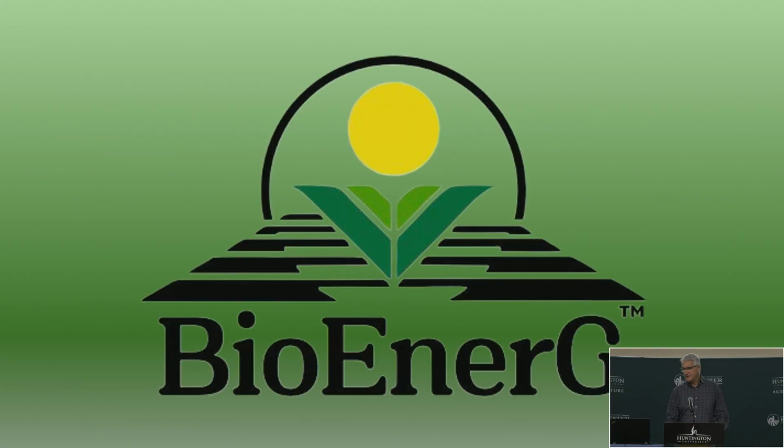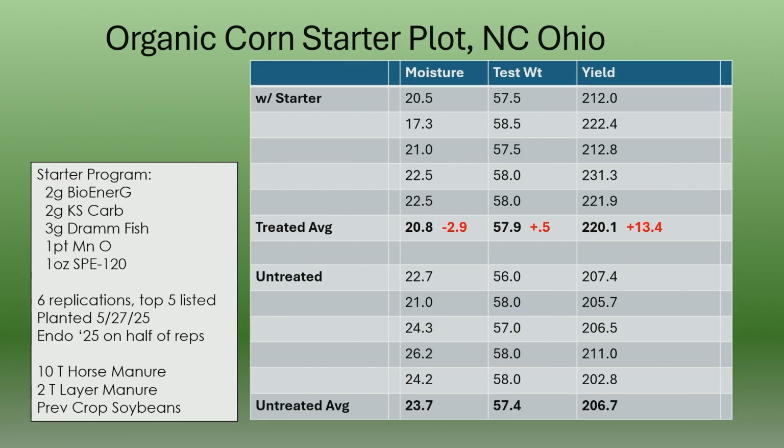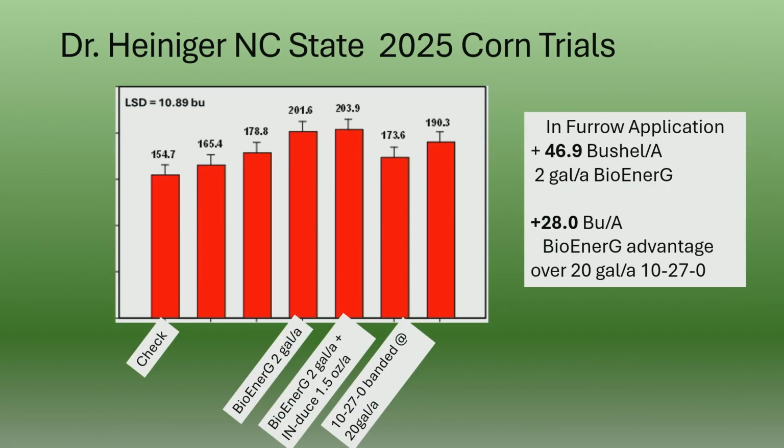So bioenergy, again, is our flagship liquid product that we use to put diverse biology out there. I'm not going to dive into this too deep, but it has showed up very well in some plots we've had. Clint showed some of that earlier, up to a 40 bushel increase at North Carolina State. He showed this one earlier too, being part of a starter program on organic corn, gaining 13 bushels.